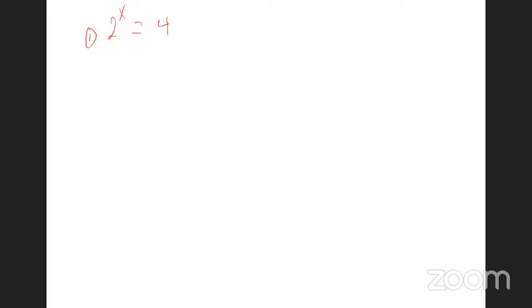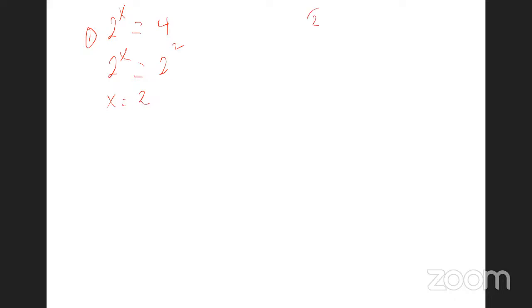Put them to the same base. Very good, Ariana. So you have to check that first. Make sure you can put them to the same base, right? So 4 is 2 squared. And now we have the same base on both sides. So we could say x is 2. Okay?